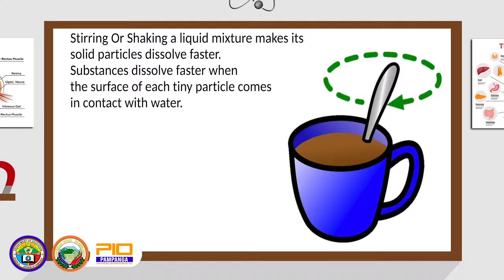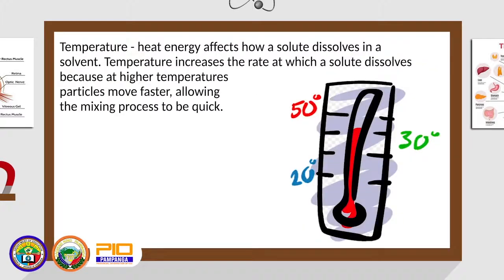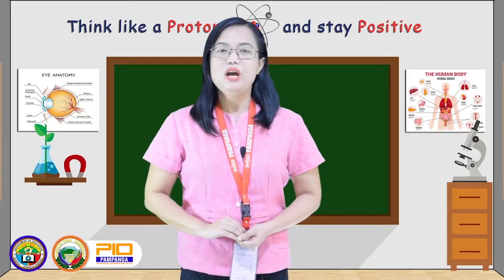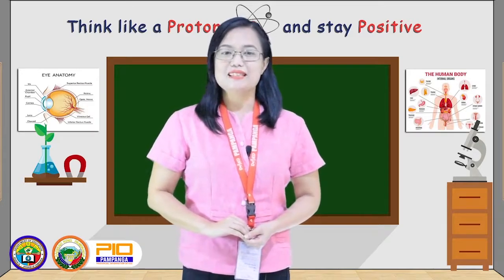Stirring or shaking a liquid mixture makes its solid particles dissolve faster. Substances dissolve faster when the surface of each tiny particle comes in contact with water. Temperature: heat energy affects how a solute dissolves in a solvent. Temperature increases the rate at which a solute dissolves because at higher temperatures, particles move faster, allowing the mixing process to be quick.